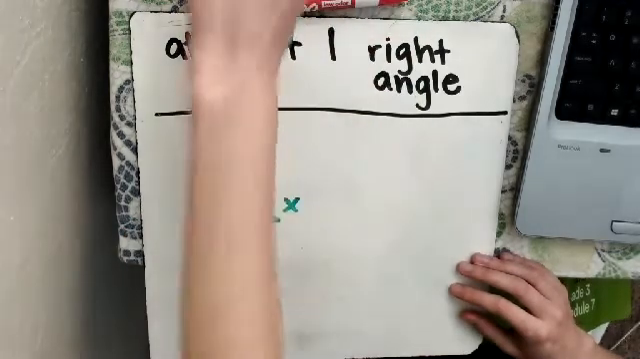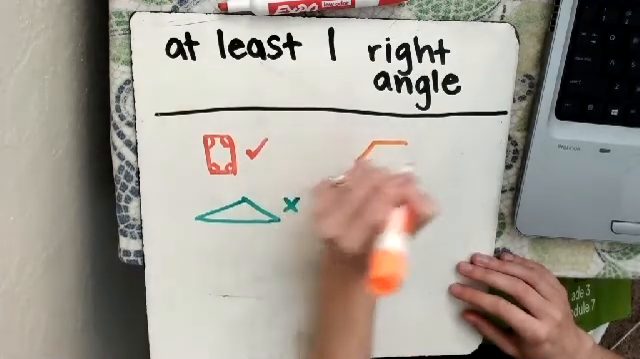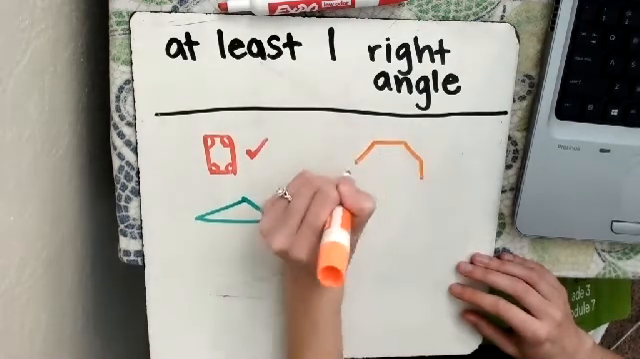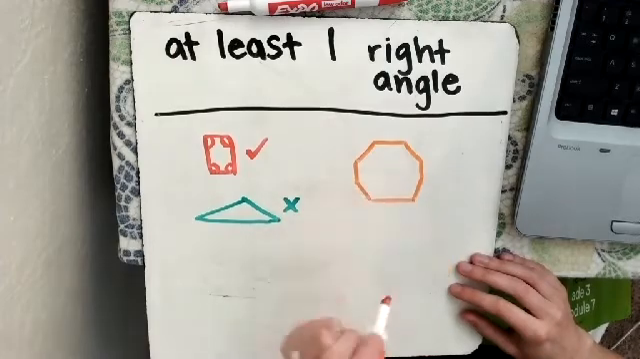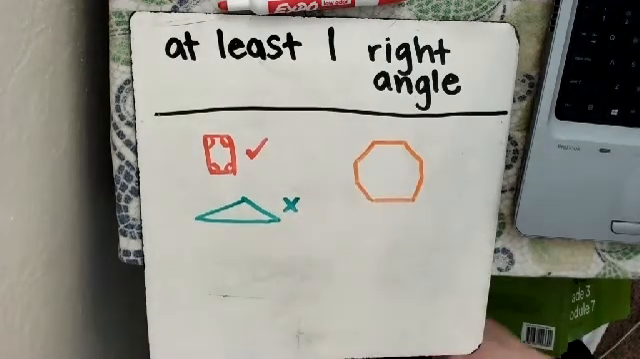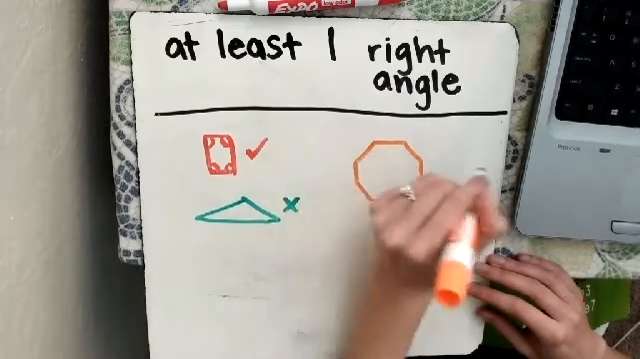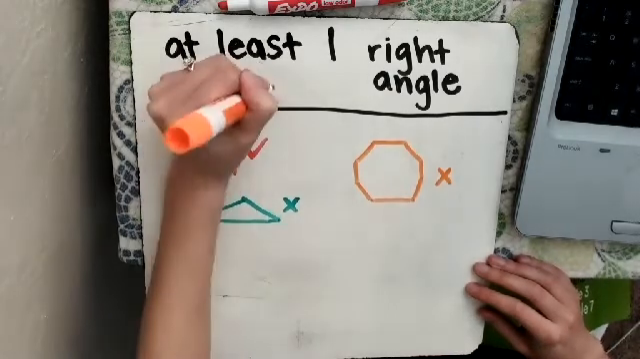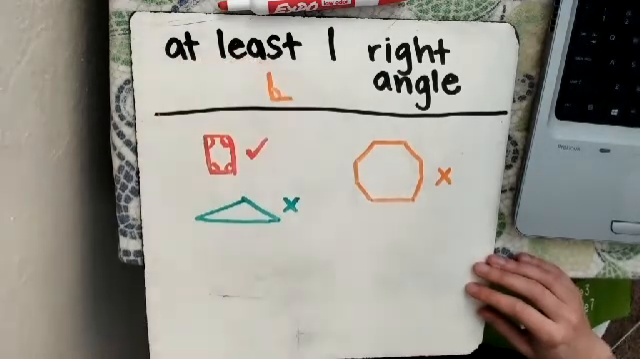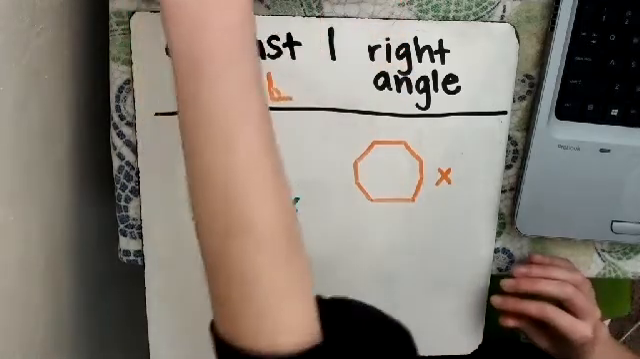We'll do one more. Does this have at least one right angle? No. All of these angles are bigger than a right angle. Remember, a right angle has to be a perfect L, like that.